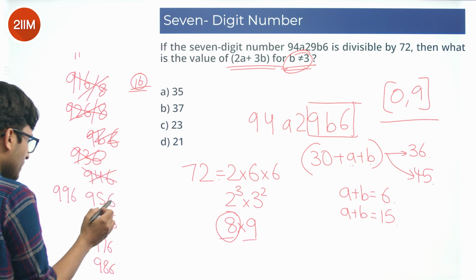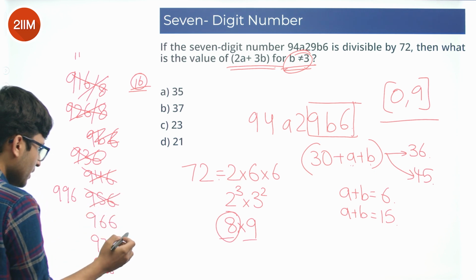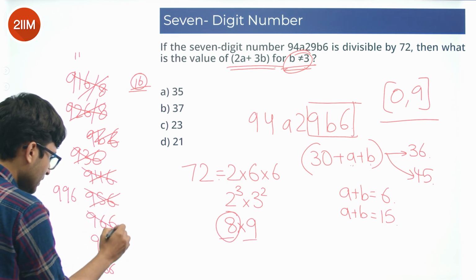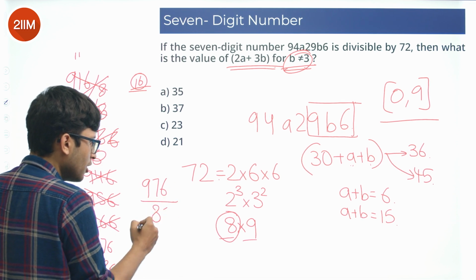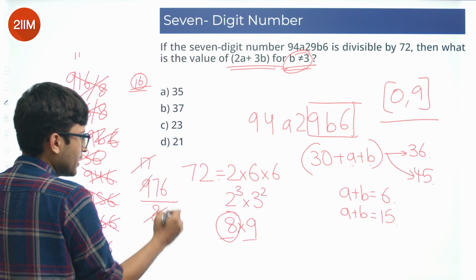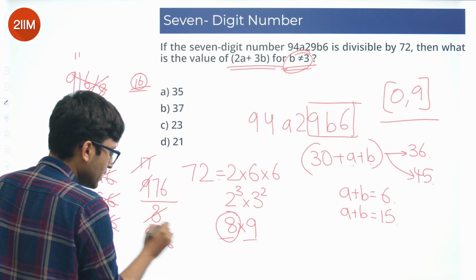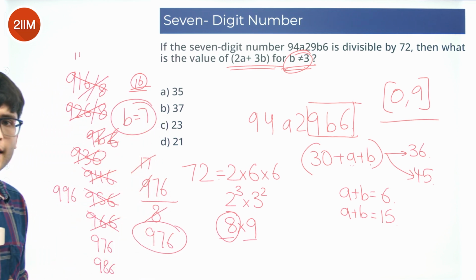46 also is not giving me. 56 is also not giving me. 66 is also not giving me the value, let's try 76. For 66 I would be getting 17 over here. So yeah, perfect. 976 is divisible. So I got the value of B as equal to 7.